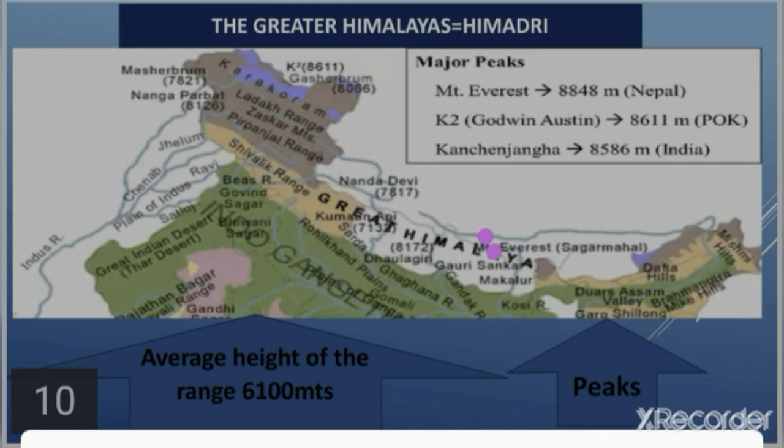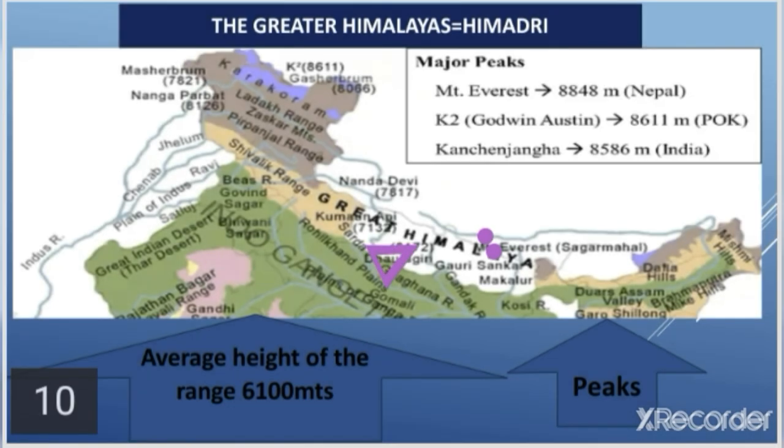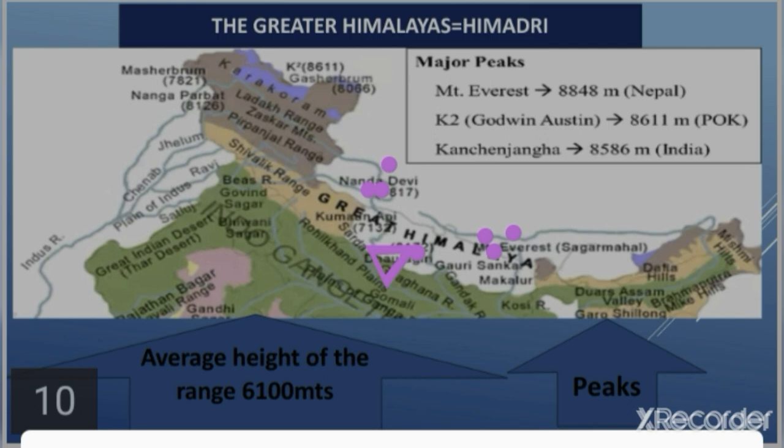Mount Everest here. And second one, Dhaulagiri here. Third one, Nanda Devi here. Mount Everest, Dhaulagiri, and Nanda Devi. These are the important peaks of the Greater Himalayas. And the Greater Himalayas is known as Himadri also.